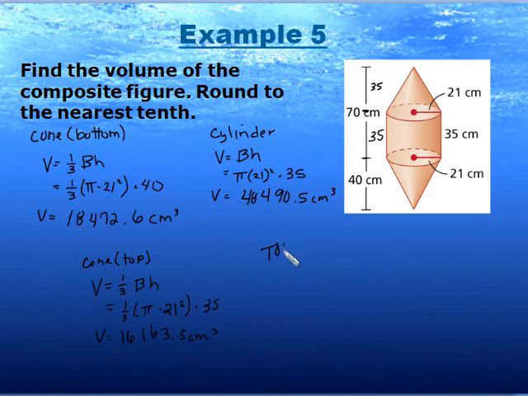Okay, so now we're going to go ahead and find the total volume by adding all three of my polyhedrons, the two cones and the cylinder. So we have the bottom cone plus the cylinder plus the top cone. When we add all those up, we get a total volume of 83,126.6 centimeters cubed. So just break up your composite figure into shapes that you know and find the individual volumes and then just add all those up.